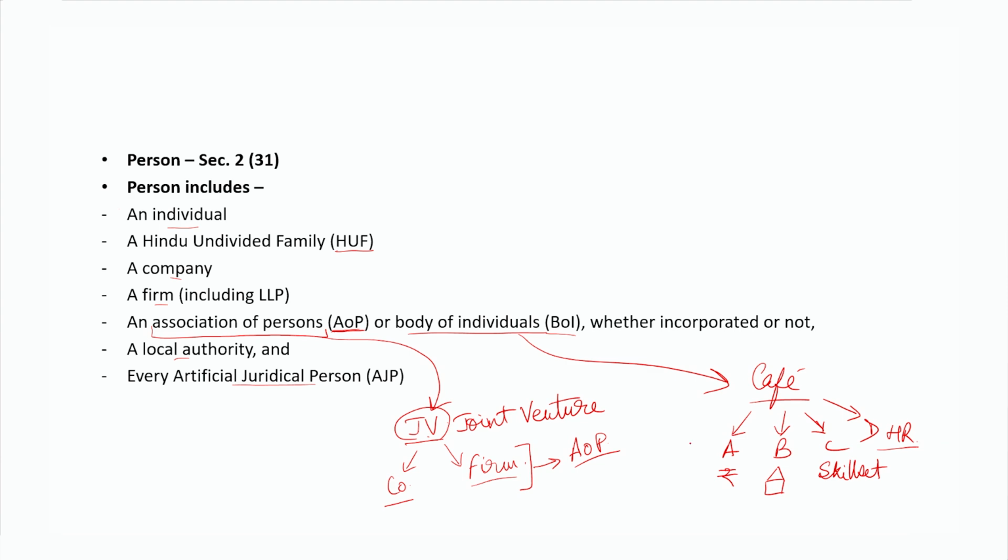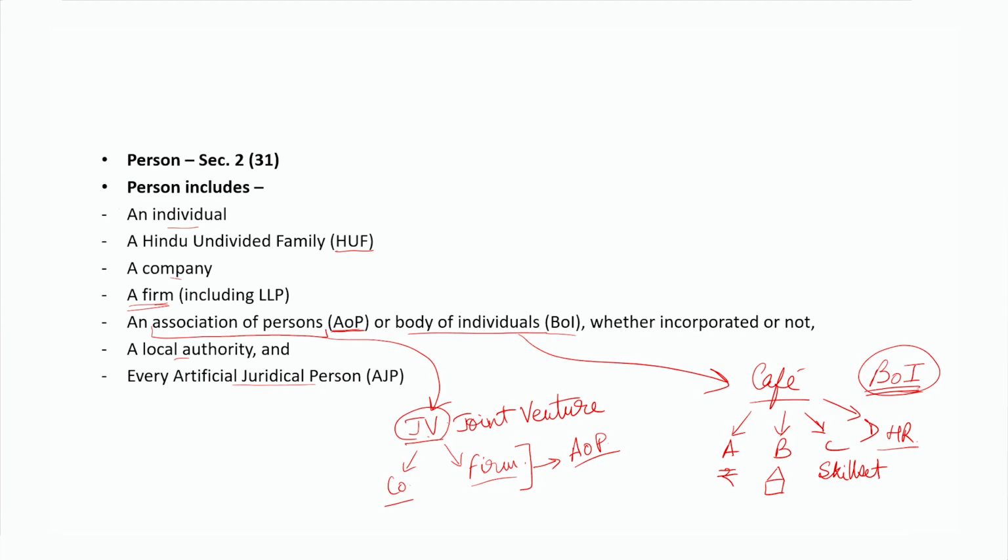right? So when these four people come together, they may not necessarily want to form a partnership. Okay. If they form a partnership, that's great. If they do not want to form a partnership, then they will be nothing but body of individuals. So just because you are not running a partnership for the purposes of the cafe does not mean that you are not liable to pay tax. You will be liable to pay tax as nothing but body of individuals.